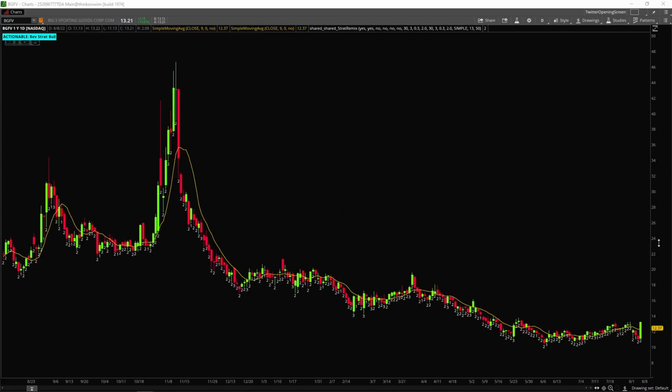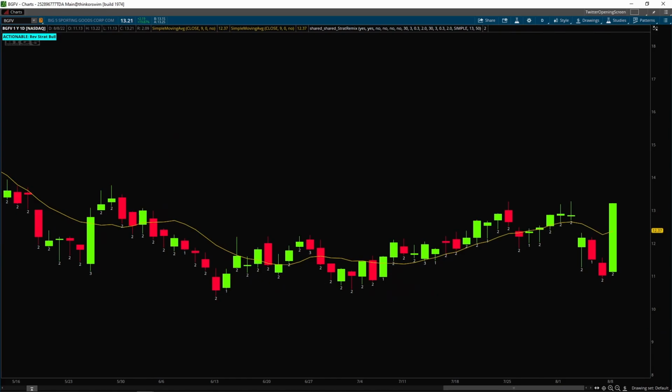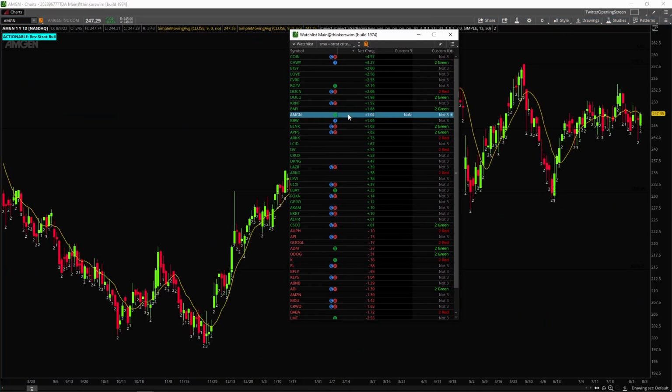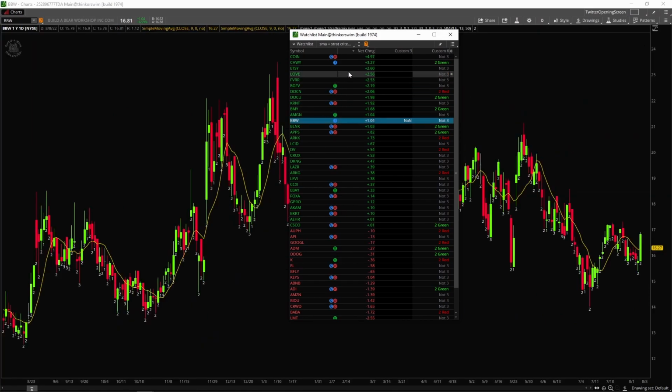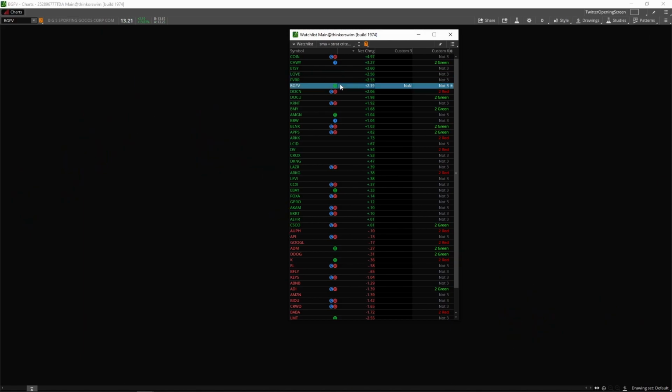So let's look at BGFV. This is just on the scanner. As you can see, scanner right here, just going through these different criteria. These look for anything that fits our discretion. So let's go to BGFV.